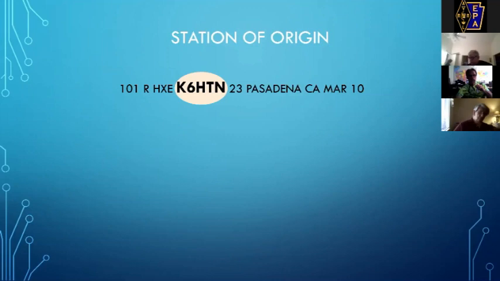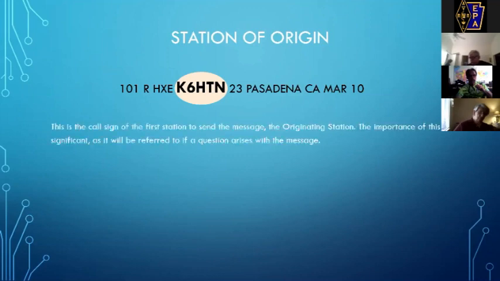The station of origin is the call sign of the station that originates the message. In this case, it's Kilo 6 Hotel Tango November. This is the call sign of the first station to send the message, the originating station. This is important because it can be referred back to this station if any question about the message arises.